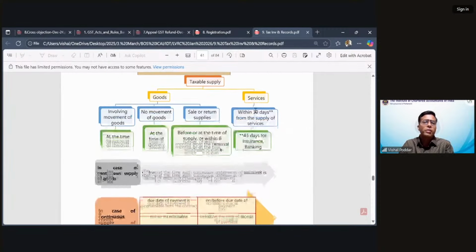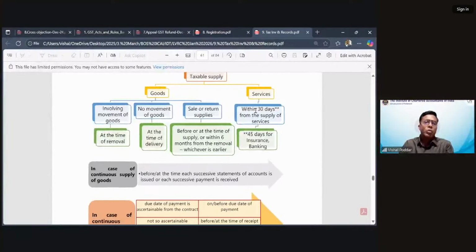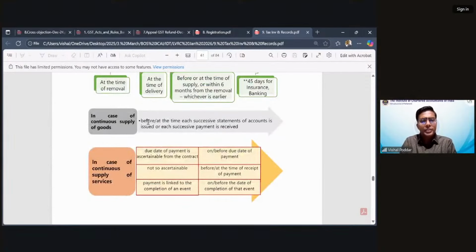Next, in case of supply of services, you are given a window of 30 days. That from the day of provision of service, you are given 30 days to issue the tax invoice. In case of insurers and banking companies, their time limit is 45 days from the date of provision of their service. Next is in case of continuous supply of goods.